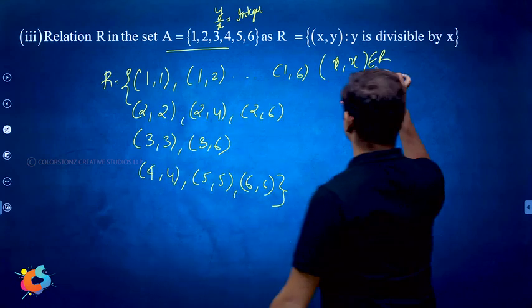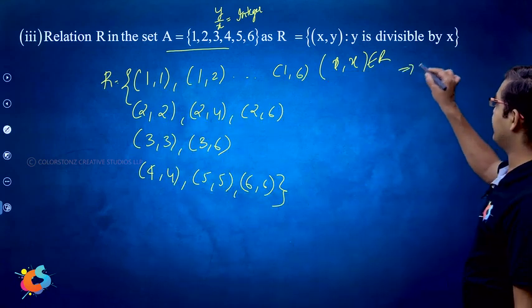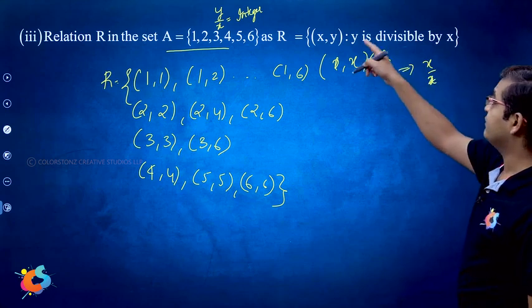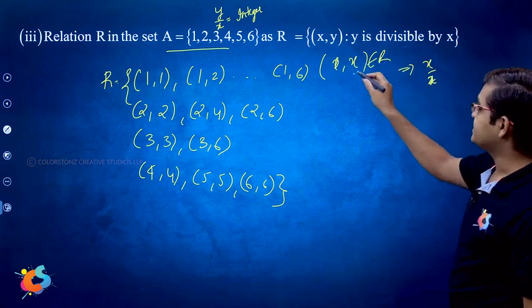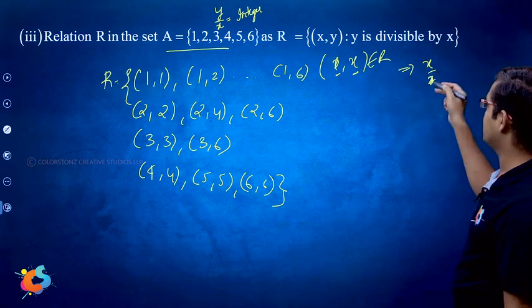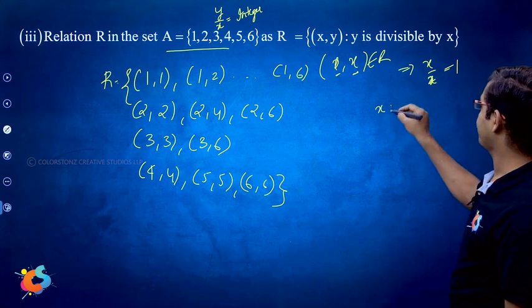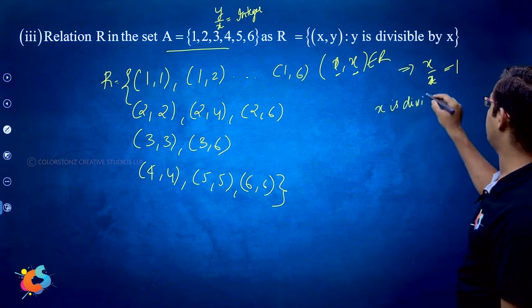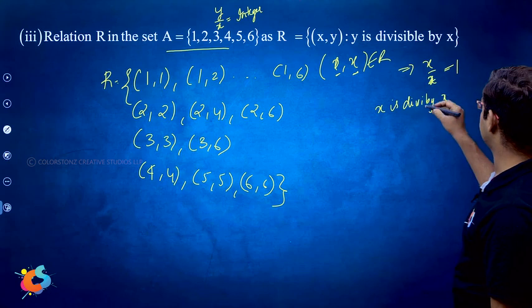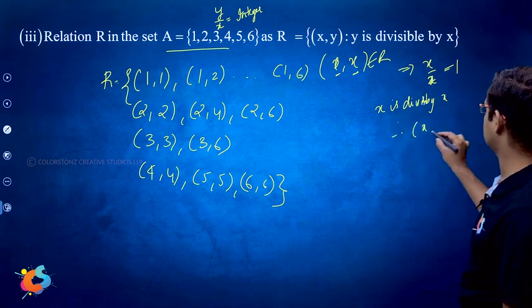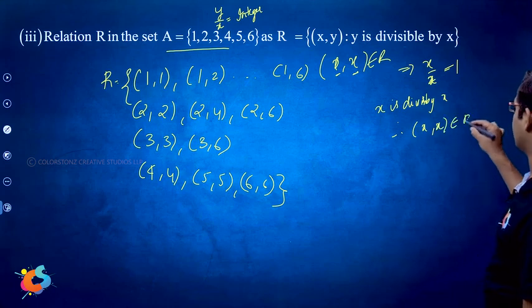X comma X belongs to R implies Y by X, means this Y is divisible by X, means this X should be divisible by this X. So X by X is equal to 1. So therefore X is divisible by X. If X is divisible by X, therefore X comma X belongs to our relation.